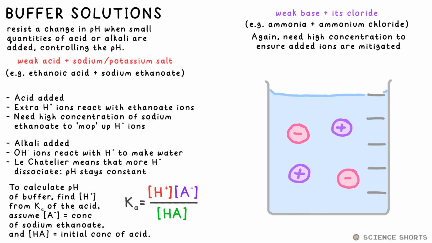An alkaline or basic buffer works in a similar way. We just need to make sure that we have a high concentration of the base and its chloride in order to ensure that any H+ or OH- ions added by an acid or alkali are mopped up.